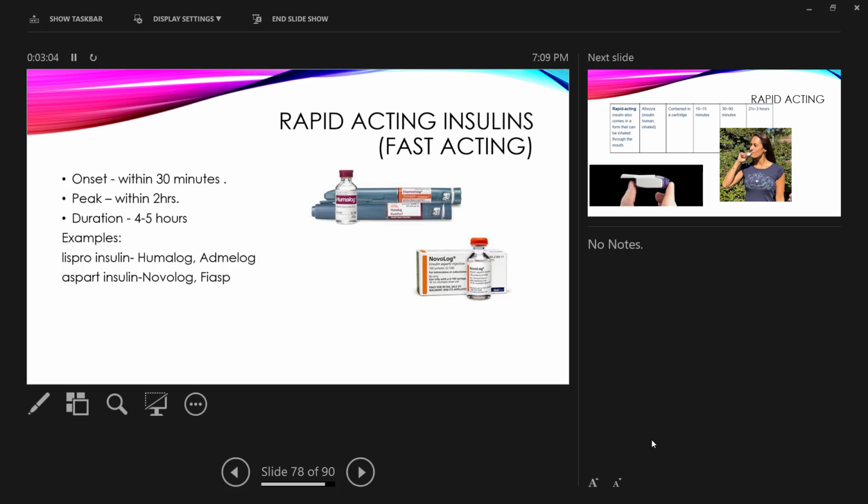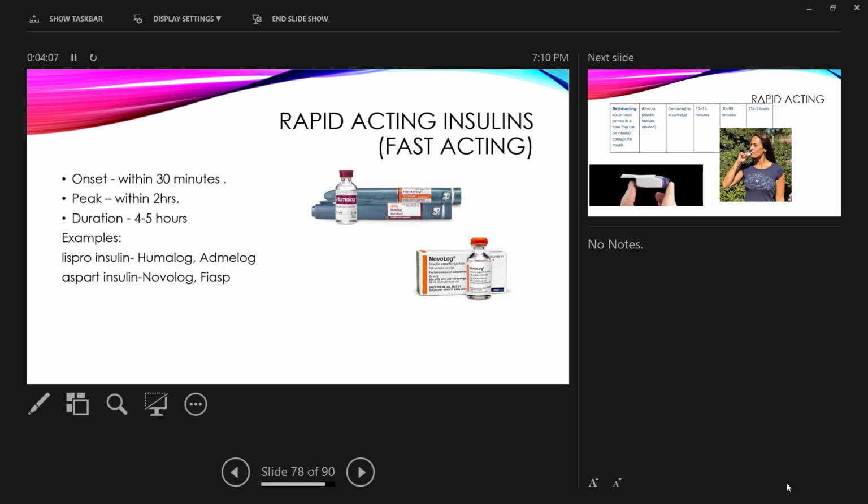Okay, so the onset of rapid-acting insulin is within 30 minutes. This means that all of the rapid-acting insulins are going to start working in the body no later than 30 minutes. Some start as soon as 15 minutes, but all of them start working within 30 minutes from the time it was injected. This type of insulin is going to be peaking, which means working at its most powerful rate, within 2 hours. Then within about 4 to 5 hours, it's going to be out of the patient's system. So the duration for rapid-acting insulin is 4 to 5 hours.